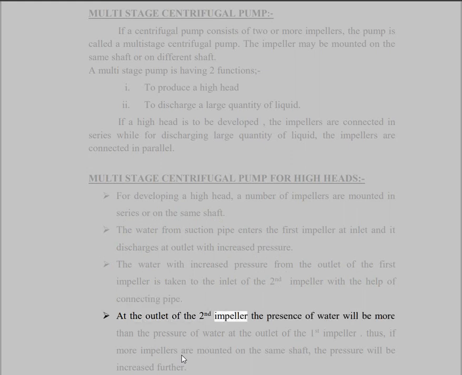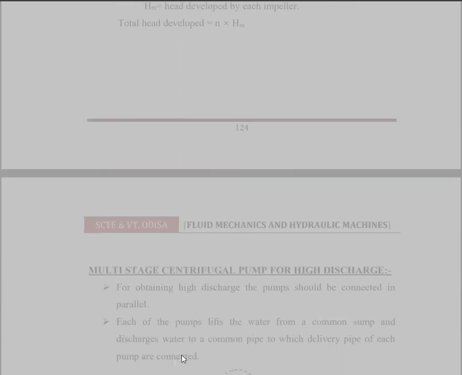At the outlet of the second impeller, the pressure of water will be more than the pressure of water at the outlet of the first impeller. Thus, if more impellers are mounted on the same shaft, the pressure will be increased further. N equals the number of impellers mounted on the same shaft. Hm equals the head developed by each impeller. Total head developed equals N times Hm.